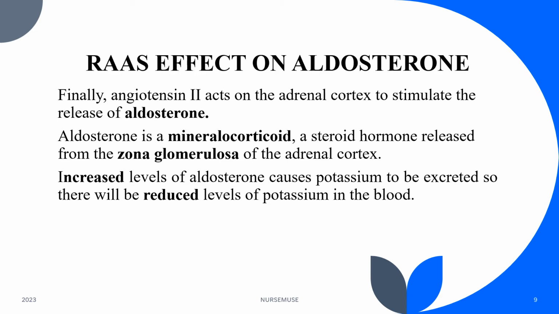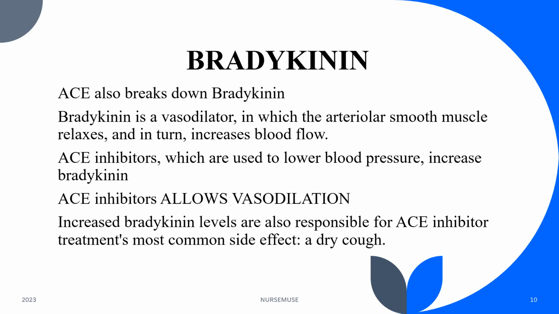And then finally, angiotensin II works on the adrenal cortex, and it says, hey, we need more aldosterone. So increasing the levels of aldosterone causes potassium to be excreted, and of course, we're going to keep water and sodium. So we're going to be excreting potassium through the kidneys, and we're going to have a lower potassium in our blood values.